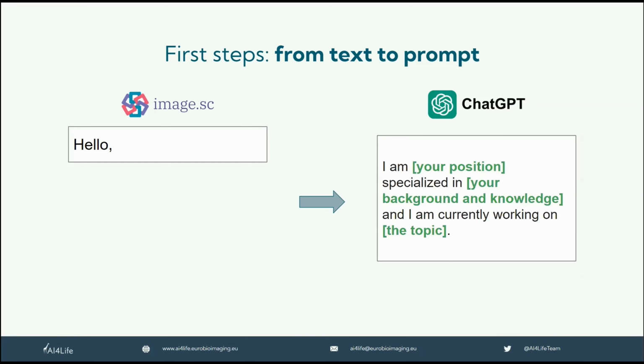The first thing would be, hello is a great greeting, but maybe you would like to give more context to ChatGPT. You would like to give your position. ChatGPT doesn't need your name, but of course it needs your position, your background, your knowledge. What do you do? What's the topic that you're doing? And all the context you can give.